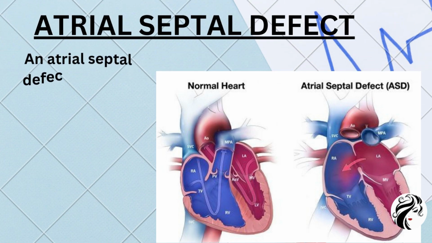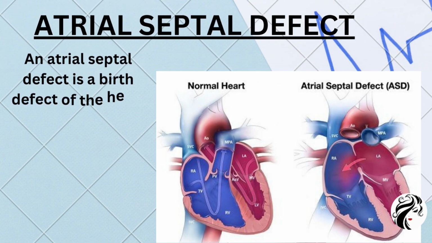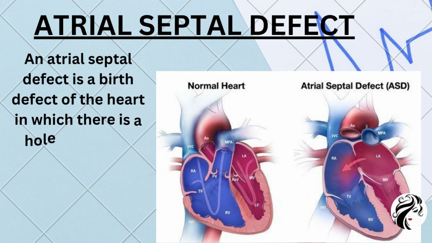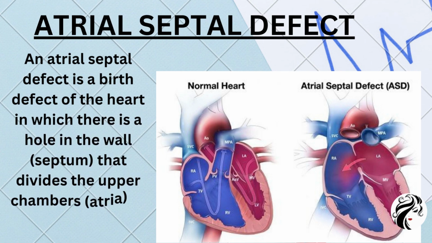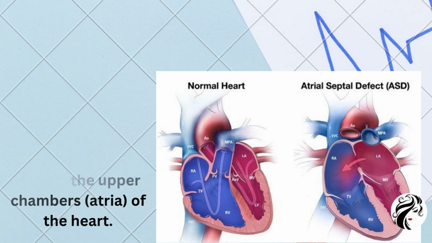So, atrial septal defect is a birth defect of the heart in which the septum, which divides the right atria and the left atria, has a defect in it. That's why deoxygenated and oxygenated blood is mixing at the level of the atria, the upper two chambers.